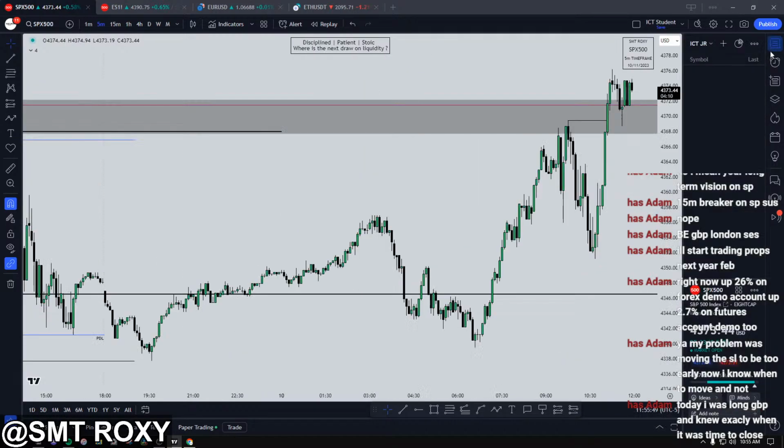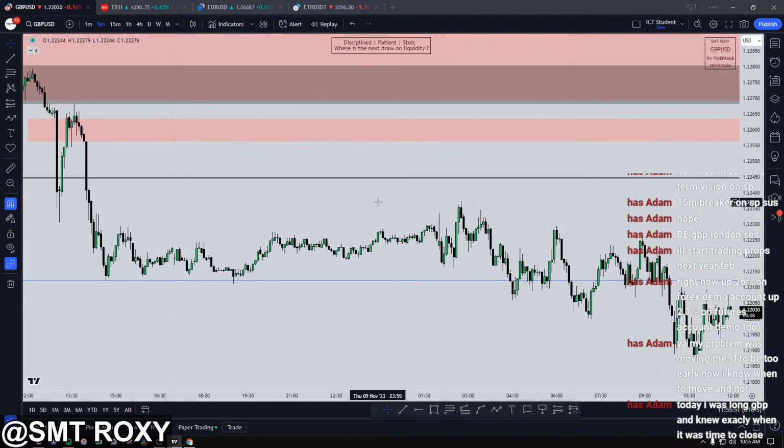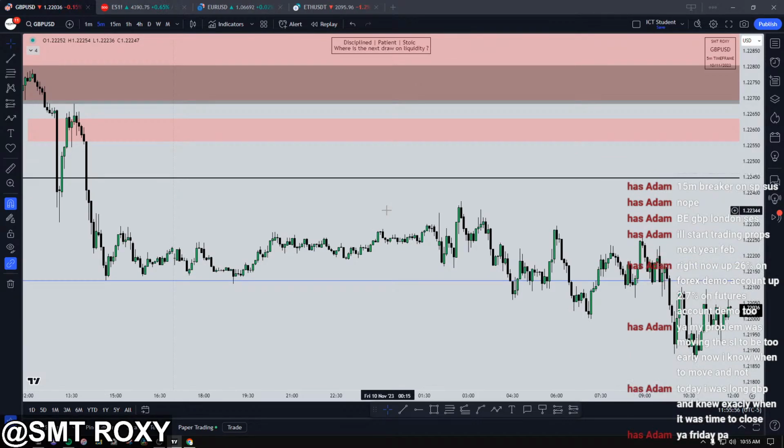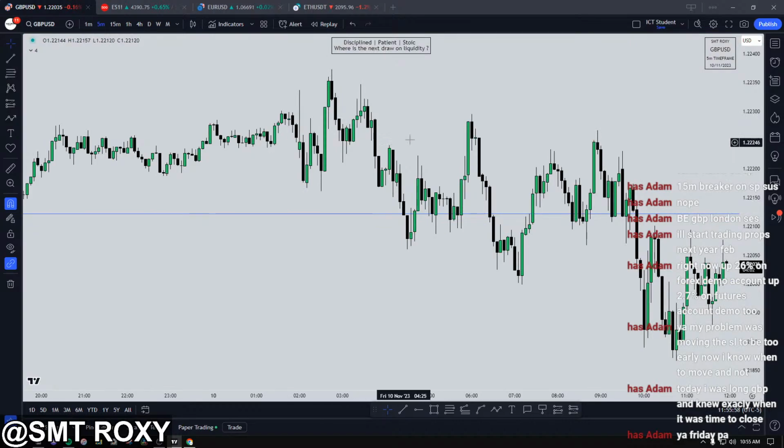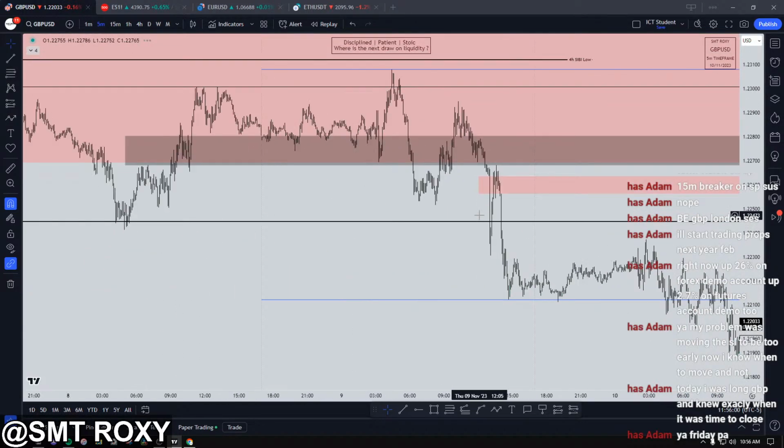So you took longs on GBP. Let's go look at GBP. I think this is during London. Took it right around here. Yeah, it didn't look too favorable for me.